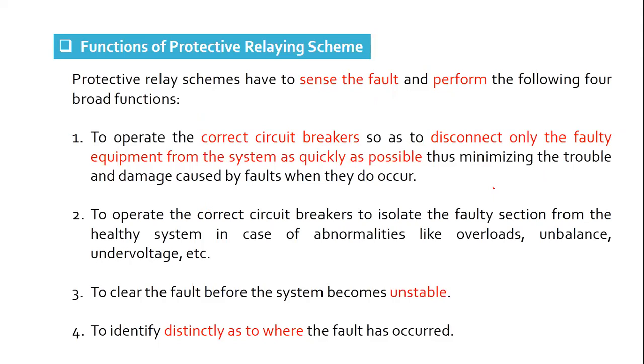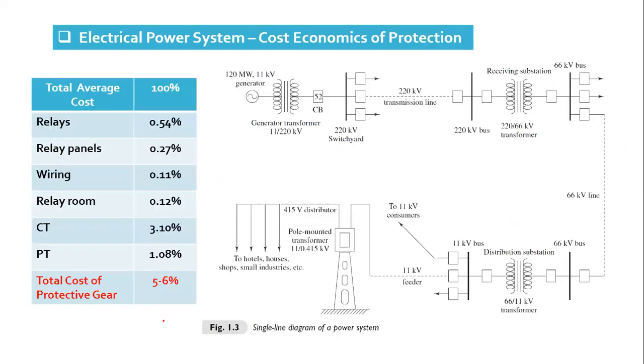Then what is the function of the protective relay? The function of the protective relay is to open the correct circuit breaker to disconnect the faulty part from the system, so that there is minimum or possibly no practical damage to the system or the equipment in which the fault occurs. Also, to look after protection in case of certain abnormality, to clear the fault before the system becomes unstable, so as to maintain stability, and to identify the location of the fault, which is required for maintenance purposes.